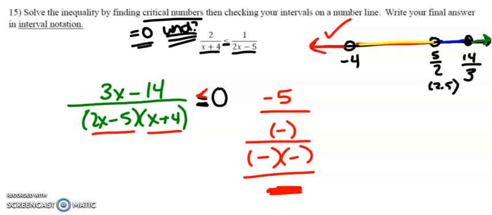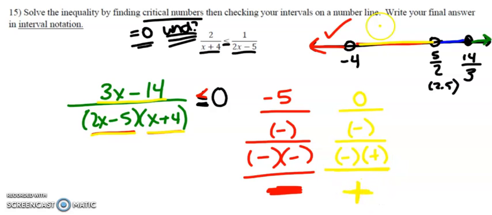Next then, in the yellow interval, I'm going to pick a number between -4 and 5/2. I'm going to pick 0. When I plug 0 into the numerator, 3 times 0 is 0, minus 14 creates a negative. 0 times 2 is 0, minus 5 creates a negative. 0 plus 4 creates a positive. Negative divided by a negative creates an overall positive value, which is not less than or equal to 0.